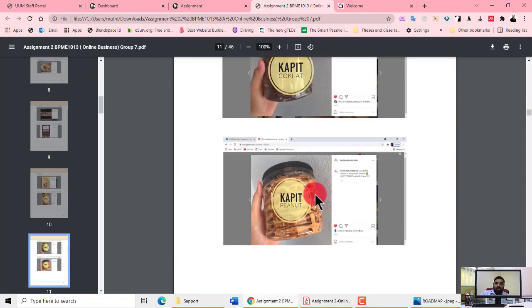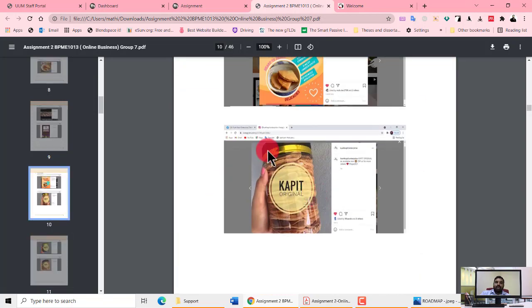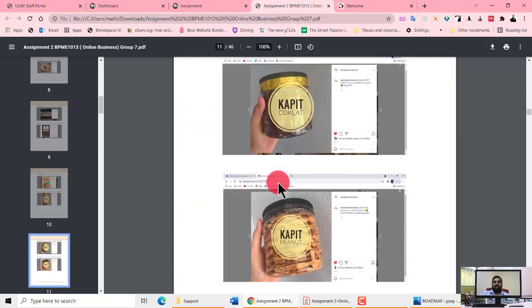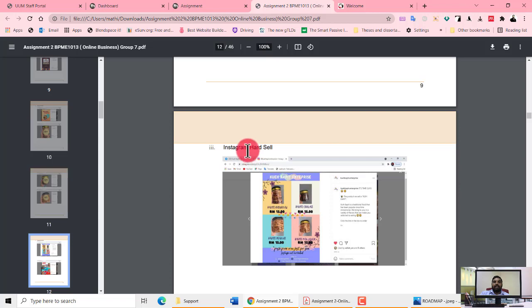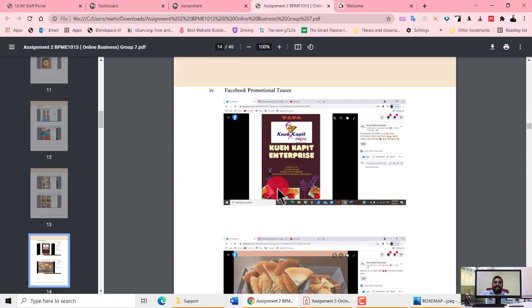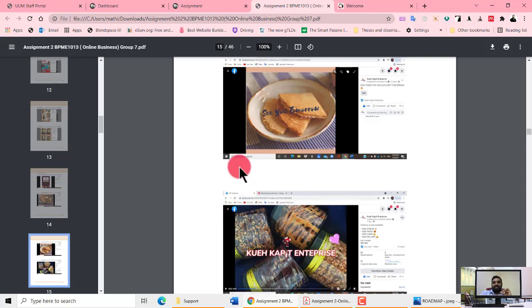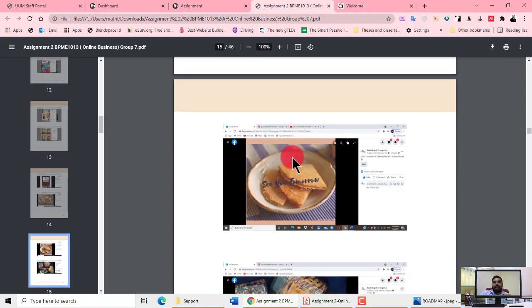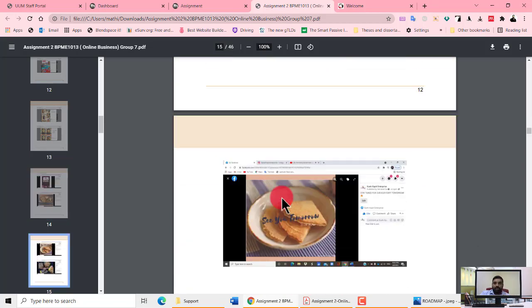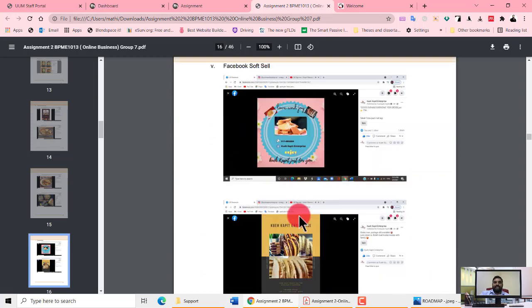Then you go to what is soft sell, what is hard sell. I will show one platform you can learn by yourself. Instagram ad sell, see. Then they go to the promotional teasers. Only print screens with the caption. Better you put the caption, figure one, but they already put the title on top. No problem. Soft sell.